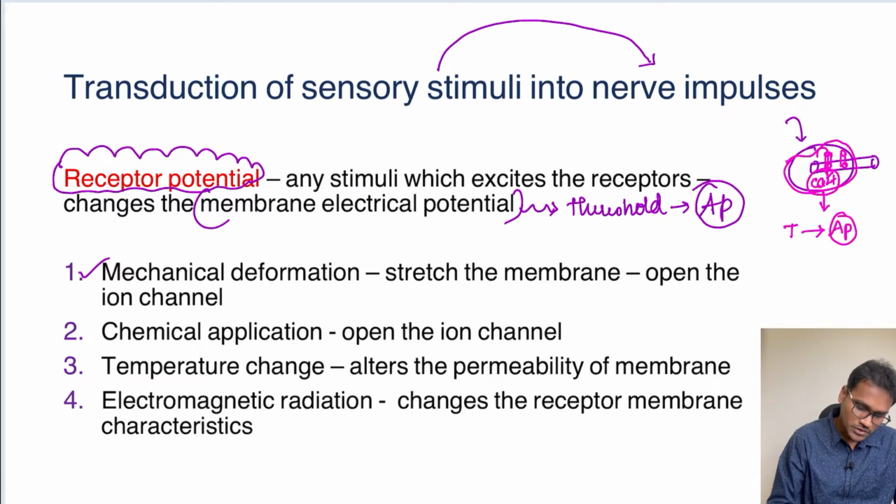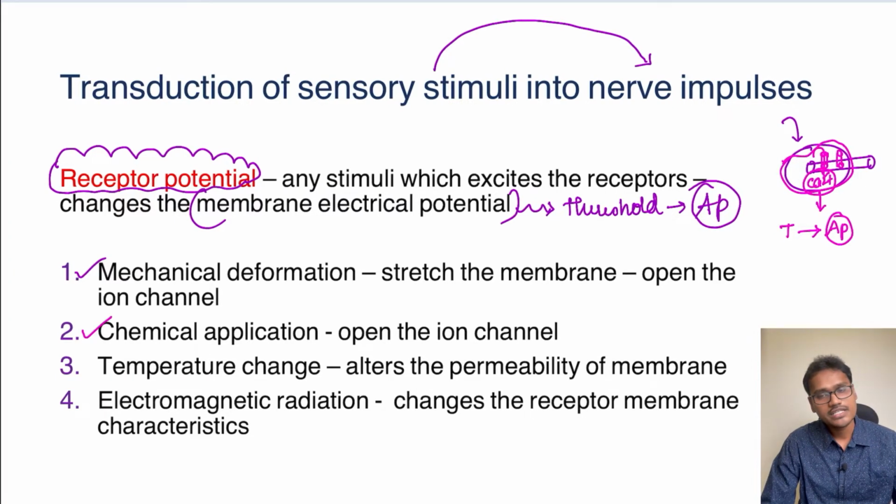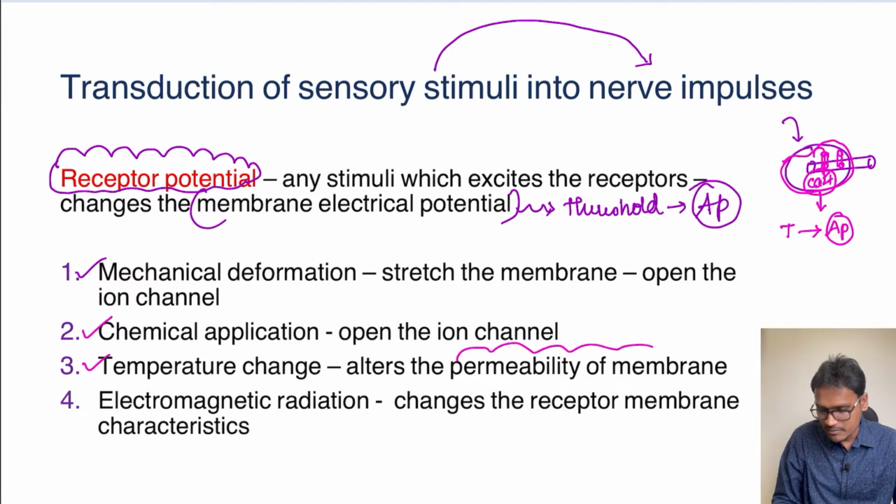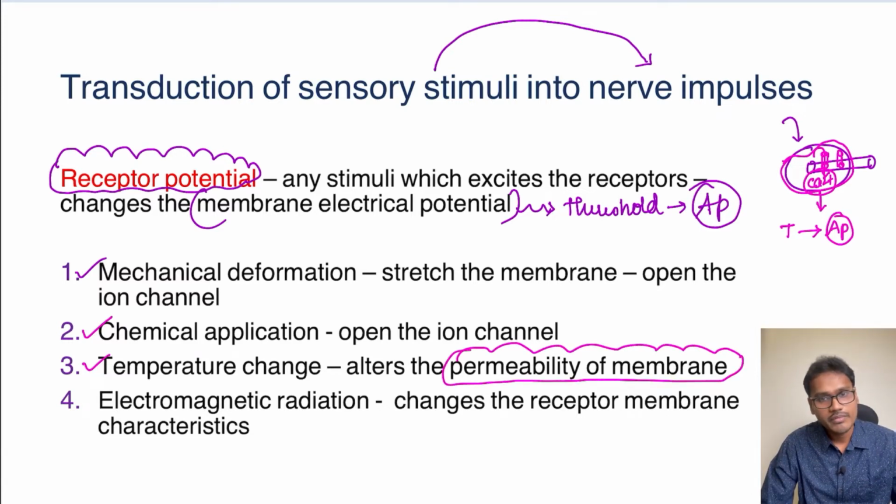Then coming to chemical application, some of the chemicals also have the property of opening up the ion channels. Then temperature changes, what do they do? They will alter the permeability of the membrane. Either they can increase the permeability of the membrane or reduce it.